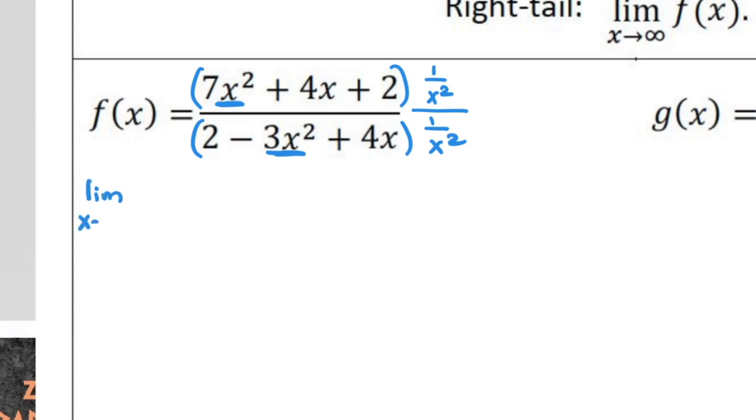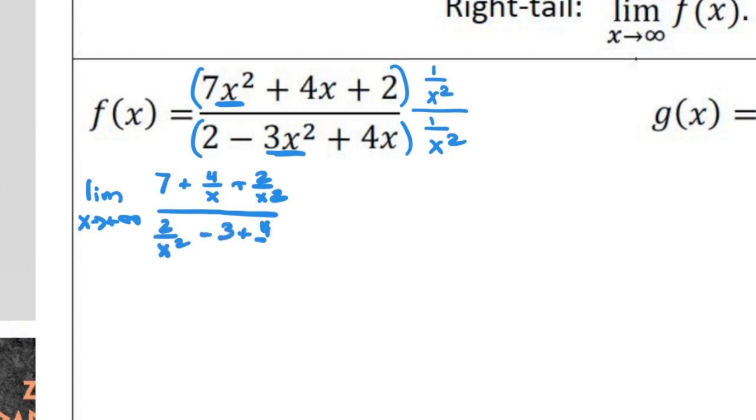So the limit as x goes to positive infinity, multiply through, we get 7 plus 4 over x plus 2 over x squared, all divided by 2 over x squared minus 3 plus 4 over x. Now remember what we just talked about a few minutes ago. As we go to positive infinity, 4 divided by infinity goes to 0. 2 divided by infinity squared goes to 0 as well. Here's another one and another one.